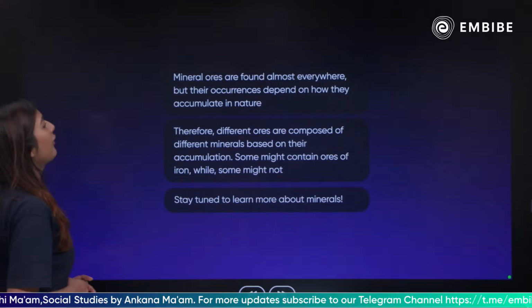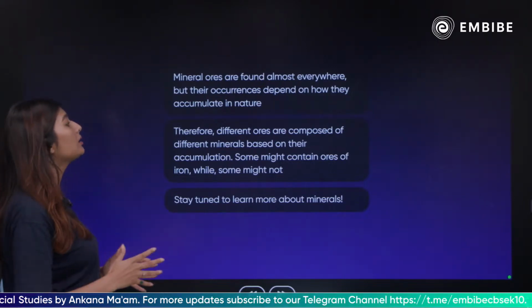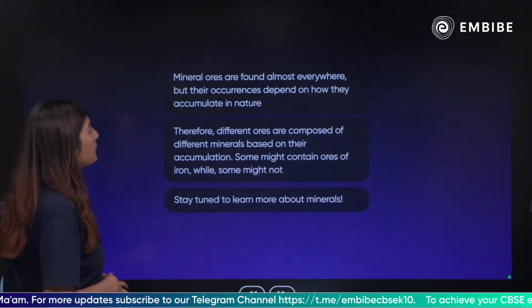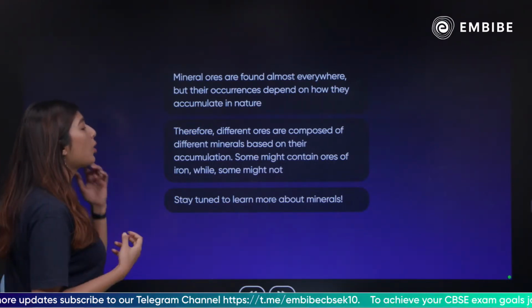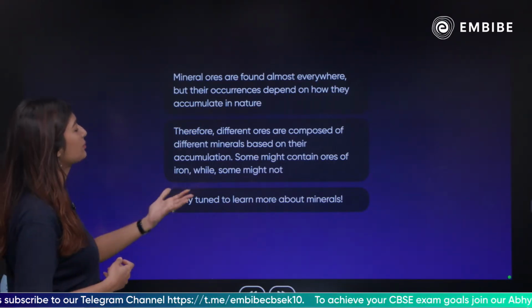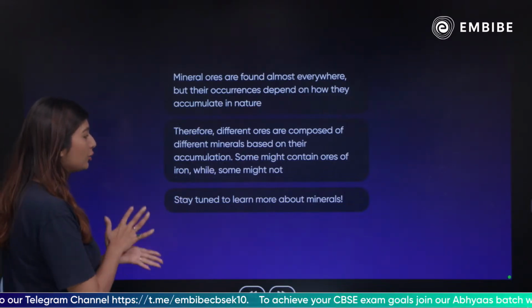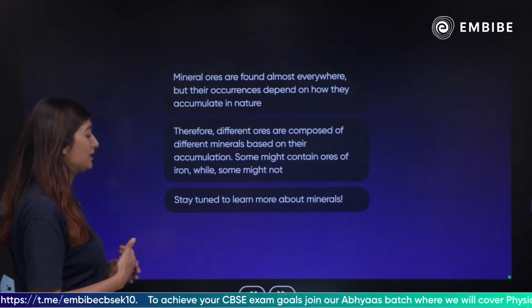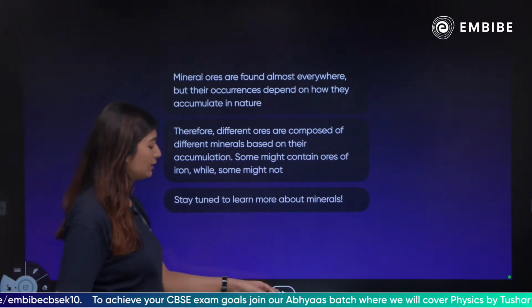Mineral ores are found almost everywhere, but their occurrence depends on how they accumulate in nature, how they deposit in nature. Therefore, different ores are composed of different minerals based on their occurrence and accumulation. Some might contain ores of iron while some might not. In the next session, we'll talk more about this in more detail.